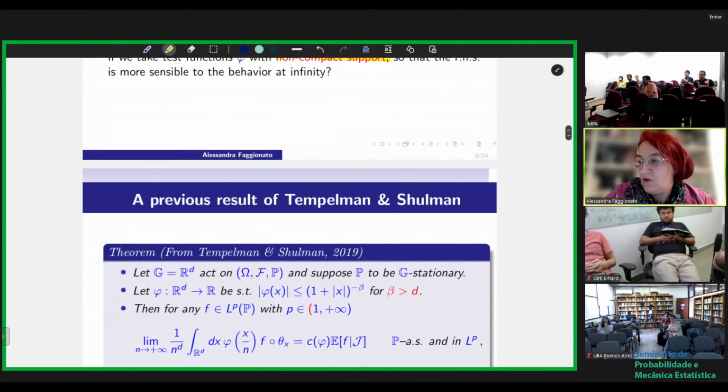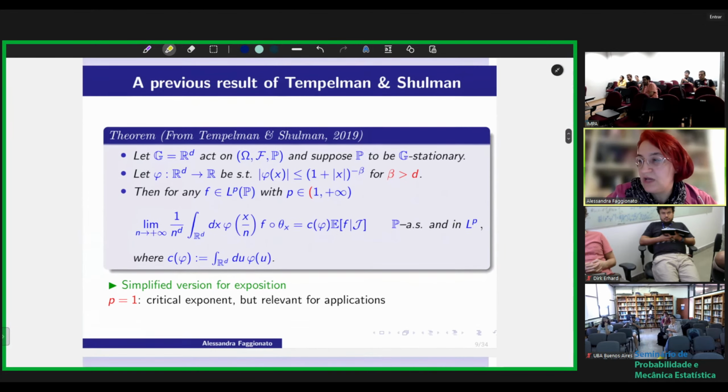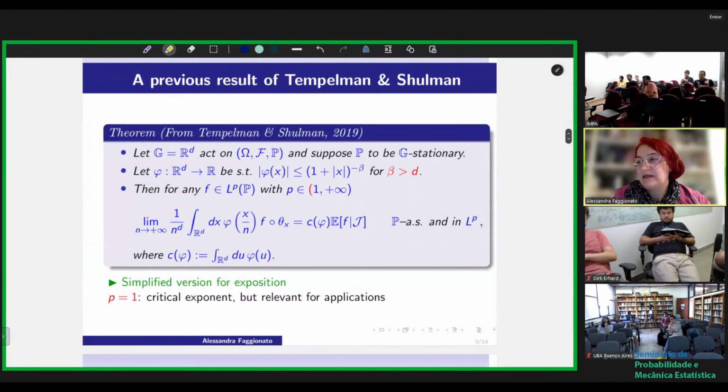I had in mind a particular application, and I contacted Arkady Tempelman. He is old but still active, a professor emeritus in the United States, and he gave me this reference. It is a proposition inside a very robust paper of Tempelman and Schulman of 2019. And the result is the following. Here the theorem is for G equal to R^d, but to go from R^d to Z^d and vice versa is not a big pain.